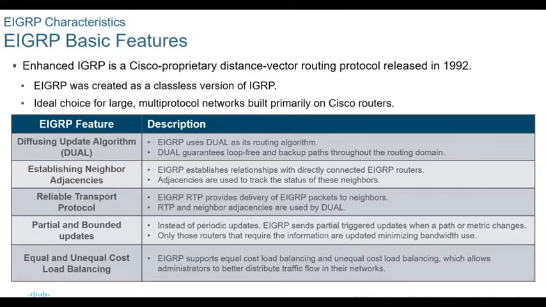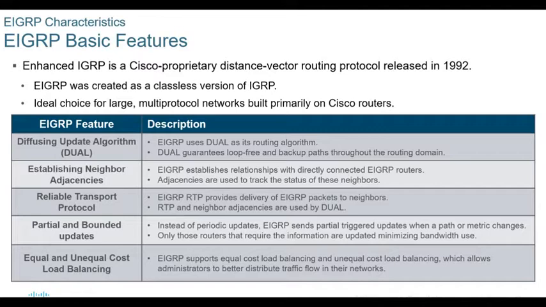Using this algorithm, EIGRP stores all available backup routes for a destination so that it can quickly adapt to alternate routes when necessary. That is actually what makes EIGRP contain both link state and distance vector types of routing protocol, because of this algorithm. The next feature is the establishment of neighbor adjacencies.